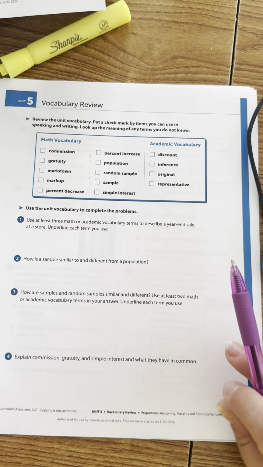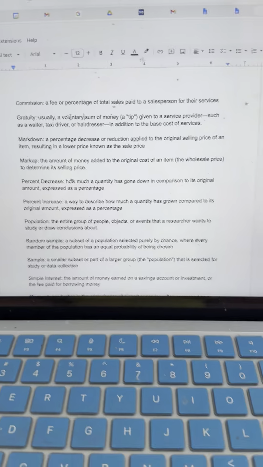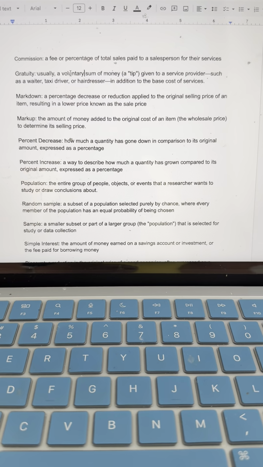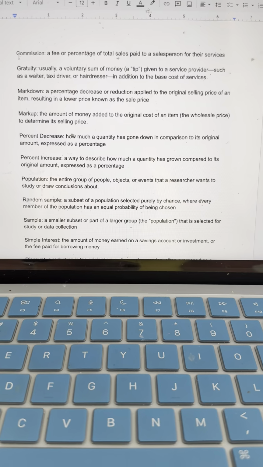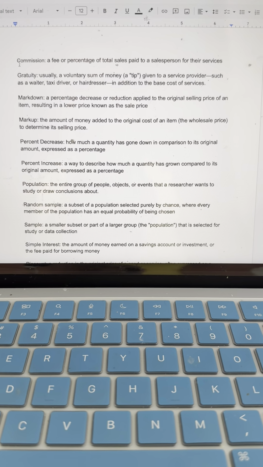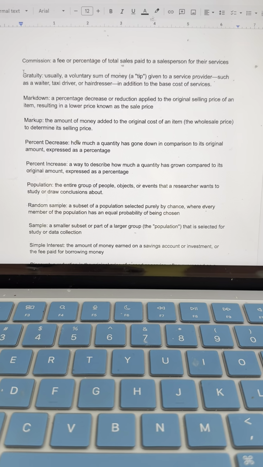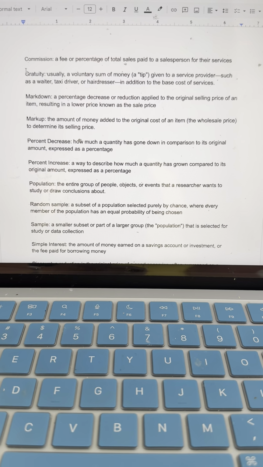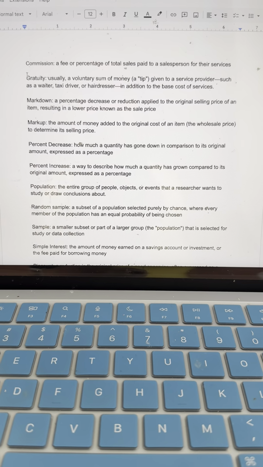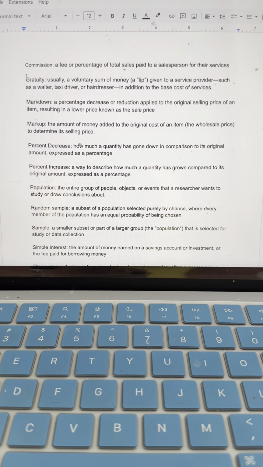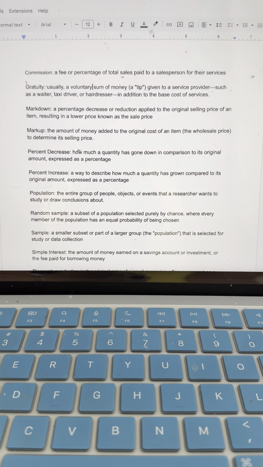The next page here, we have our vocabulary review. So what I've done is I've gone ahead and defined each of those. So we have commission, a fee or percentage of total sales paid to a salesperson for their service. Gratuity, usually a voluntary sum of money, usually referred to as a tip, given to a service provider such as a waiter, waitress, taxi driver, hairdresser, etc., in addition to the base cost of the services.